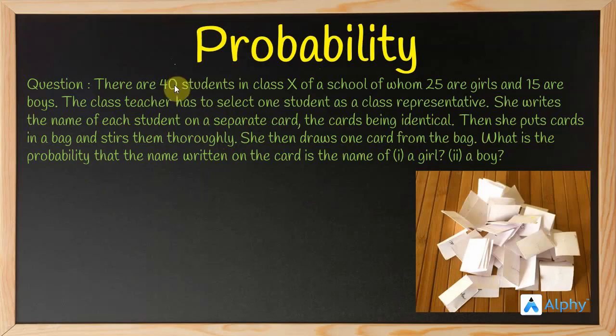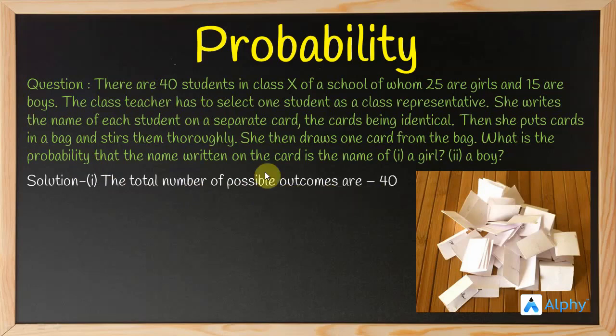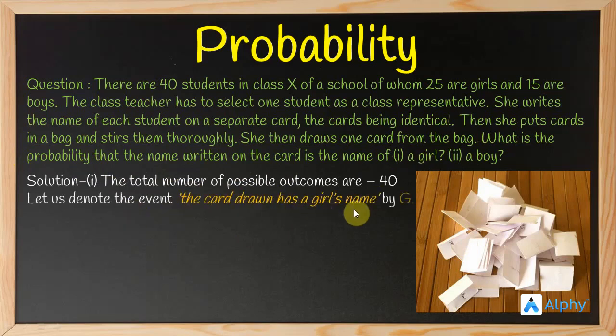Since the total number of students is 40, the total number of possible outcomes is 40 because the total number of cards made is 40. Now we have to find the probability that the name written on the card is the name of a girl. Let us denote the event the card drawn has a girl's name by G. We have to find the probability of G.